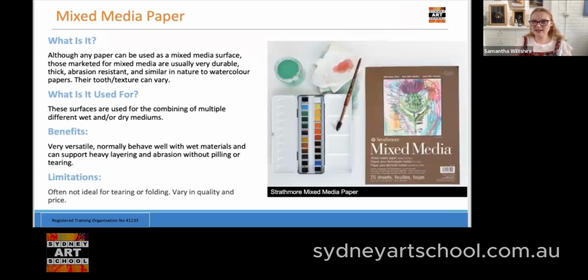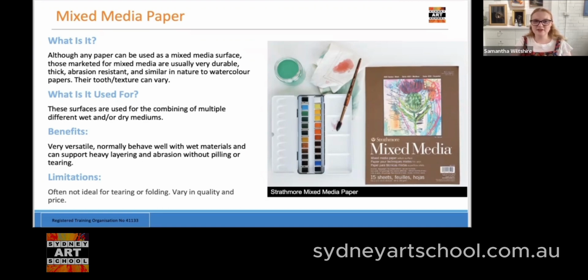You will also see paper marketed as being specifically for mixed media. We know, though, that any paper can be a mixed media paper. Those marketed for mixed media, though, are usually durable. They're usually thick because they need to support the weight of fairly intense layering. They're usually quite abrasion resistant, and they're similar in nature oftentimes to a really thick watercolor paper. And they can come in a variety of different tooths and textures as well.